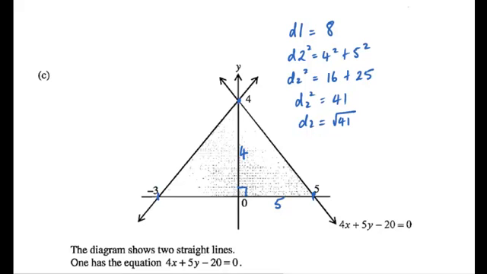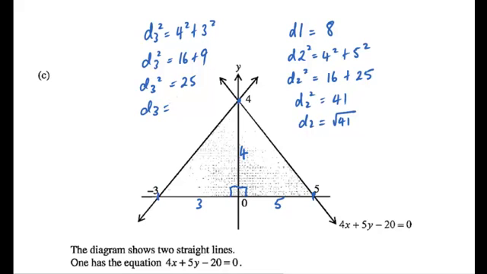Then I've got D3. And I've got another right angle triangle. This length is 4, this length is 3. So D3 squared is 4 squared plus 3 squared, 16 plus 9, which is 25. So D3 would be the square root of 25, which is 5.